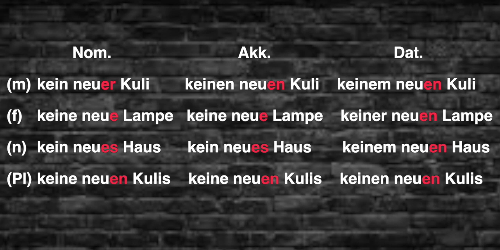So let's take a look at this table. Kein neuer Kuli, keine neue Lampe, kein neues Haus, keine neuen Kulis, keinen neuen Kuli, keine neue Lampe, kein neues Haus, keine neuen Kulis. Dativ: keinem neuen Kuli, keiner neuen Lampe, keinem neuen Haus, keinen neuen Kulis.